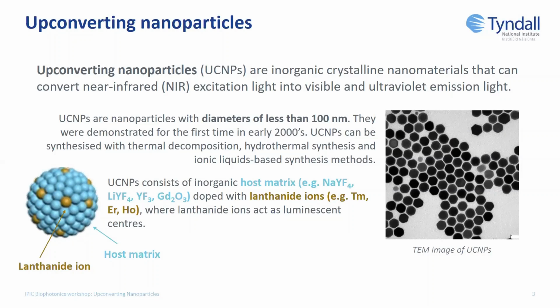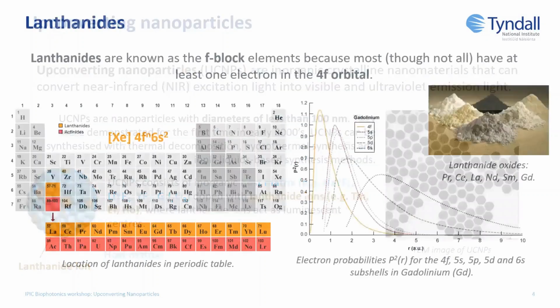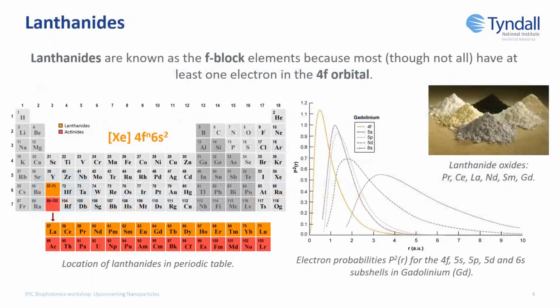So upconverting nanoparticles consist of this inorganic host matrix, and that's typically oxides or fluorides, like for example, sodium yttrium fluoride. And that host matrix is doped with lanthanide ions, meaning thulium or, for example, erbium. And those lanthanide ions act as luminescent centers. So why would we like lanthanide ions to act as luminescent centers? Well, they have very special optical properties.